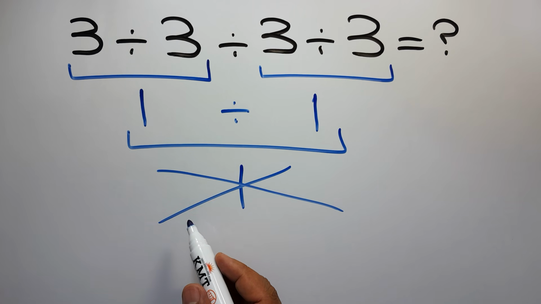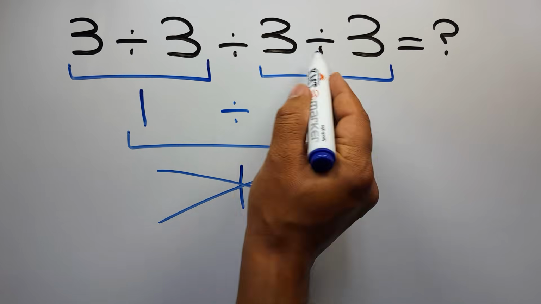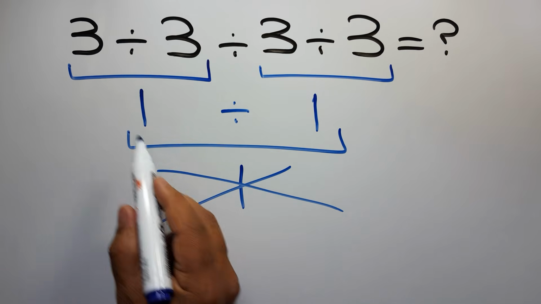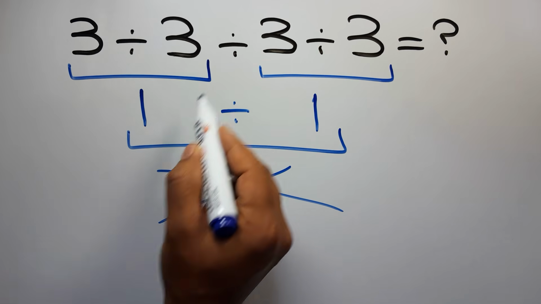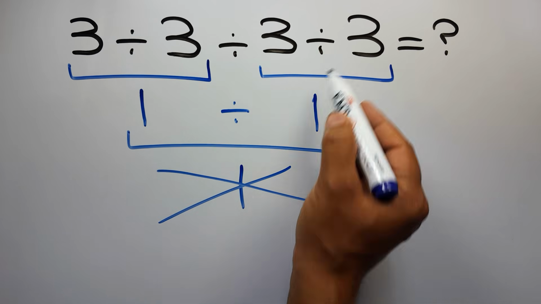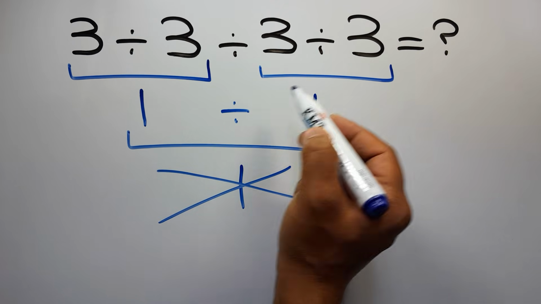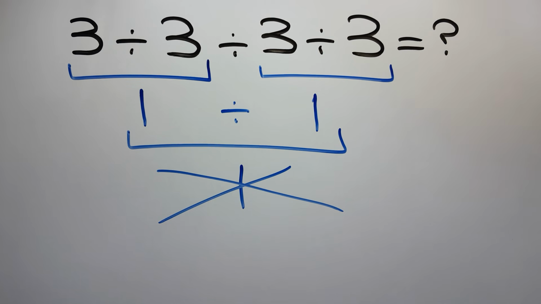Because according to the order of operations, when we have more than one division in an expression, we have to work from left to right. So here, first we have to do this division, then this division, and finally this division. If we do this division before this division, it is wrong.